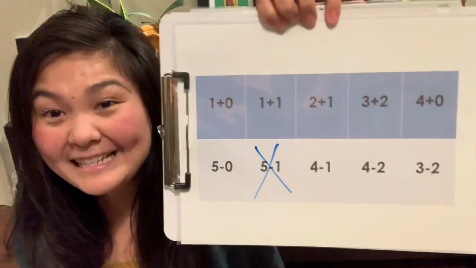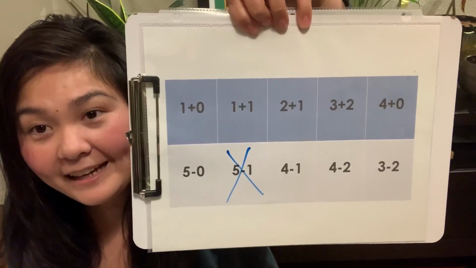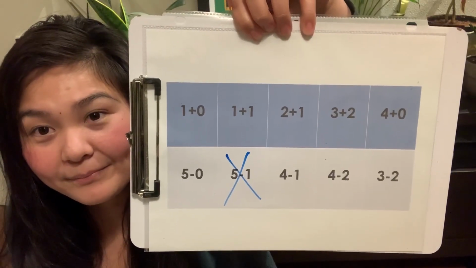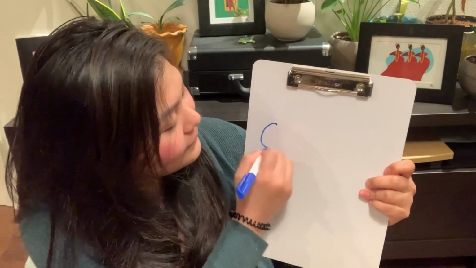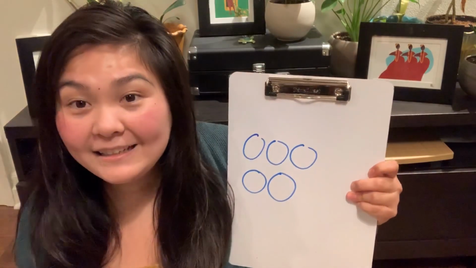Great, let's do another one. Your next story is, I had 5 tacos and I didn't eat any of them. I'm going to draw a picture to represent that story too. I had 5 tacos and I didn't eat any of them.